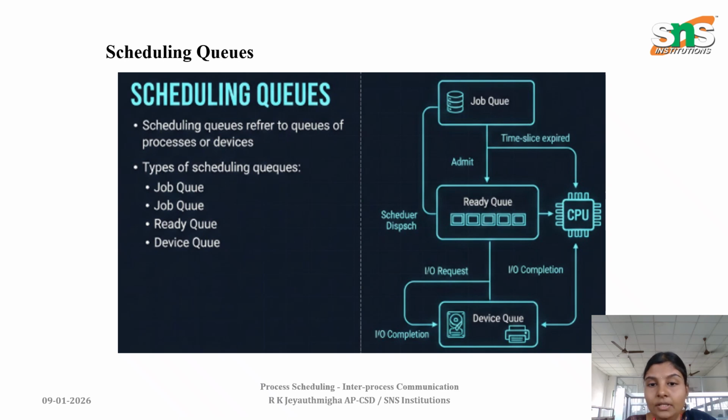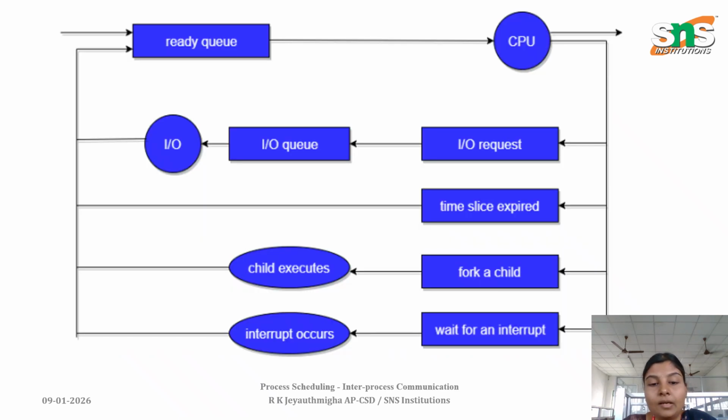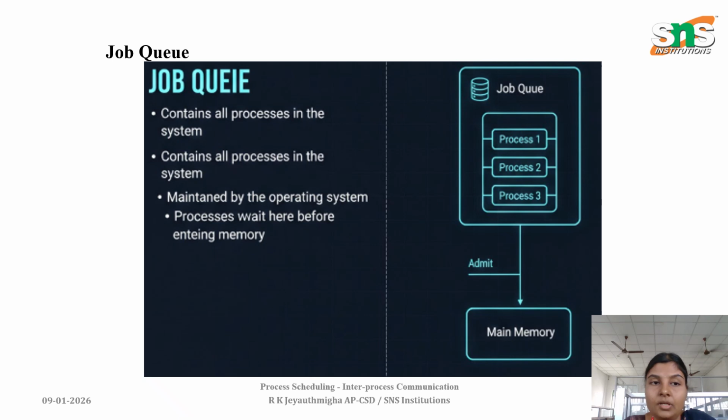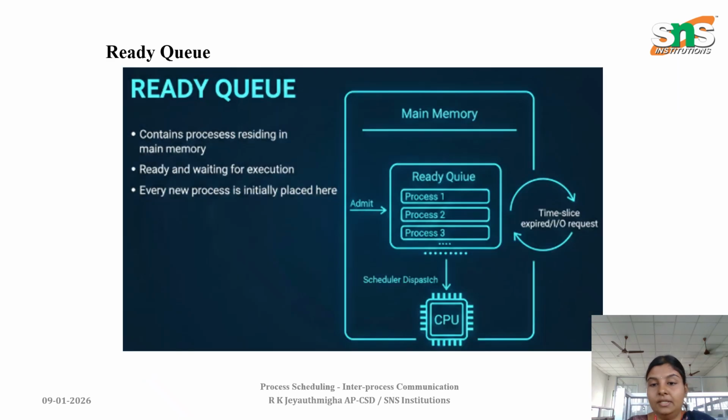job queue, ready queue, and device queue. So this is how the diagrammatic representation looks. Job queue contains all processes in the system. It is maintained by the operating system. Processes wait here before entering into the memory.